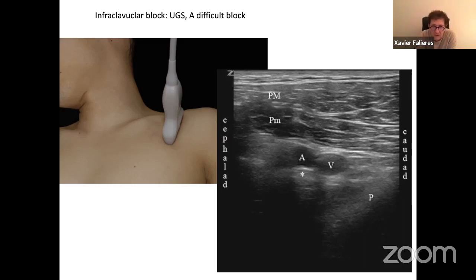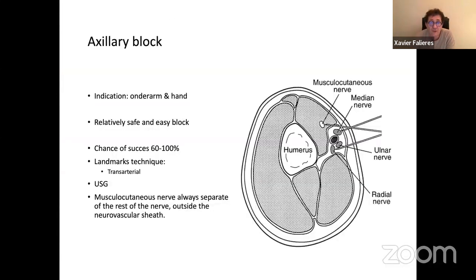It's interesting for you, as I showed you just now, is the landmarks technique. And the very popular axillary block for education for the forearm and the hand: safe, easy, chance of success 60 to 100%. Landmarks, I will tell you much more about the very old-fashioned transarterial way to give an axillary block, and ultrasound guided. Don't forget in this block that the musculocutaneous is always separate from the rest of the nerves. It's outside the neurovascular sheath.